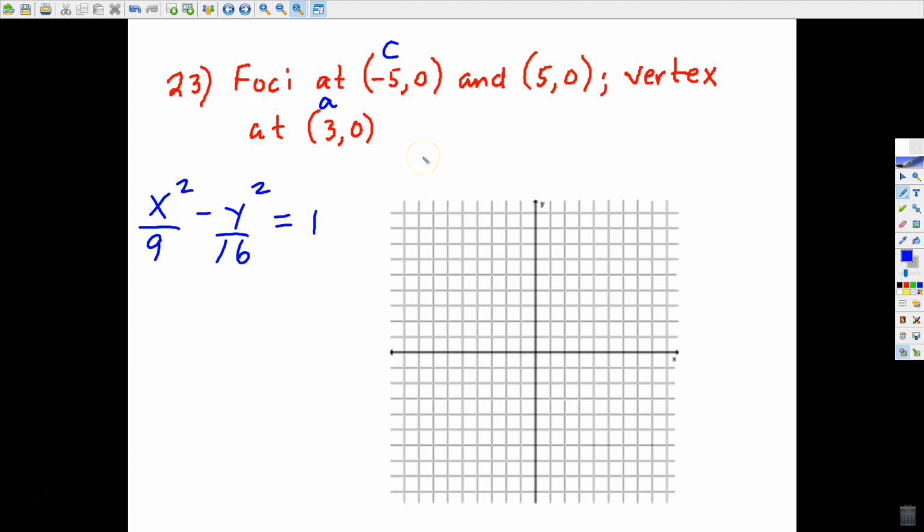So I'm going to just kind of summarize what the graph is going to look like. You're going to make your rectangle using these points, +3 and -3 on the x, +4 and -4 on the y. That's going to be your rectangle. Use that rectangle to make your two asymptote lines, and make sure when you draw the graph that your two curves are crossing the x-axis. And they should be crossing through 3, 0 and -3, 0. So if I went through that too fast and you don't understand about the graph, let me know.